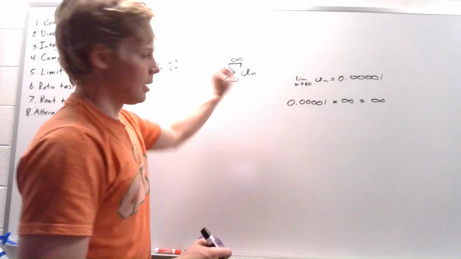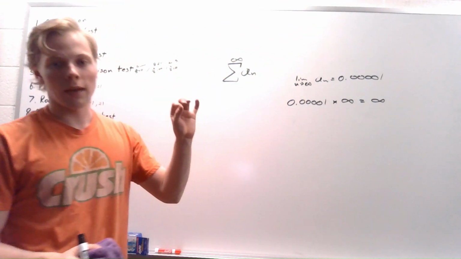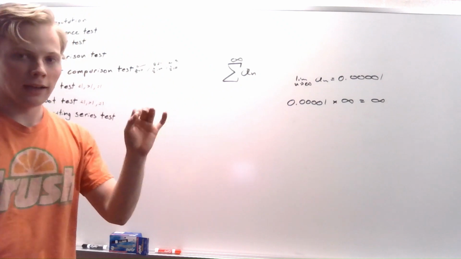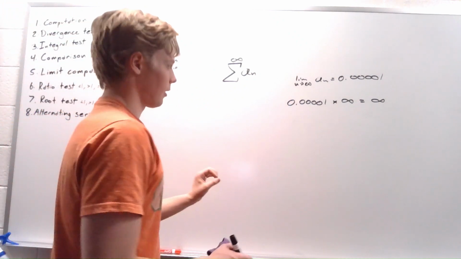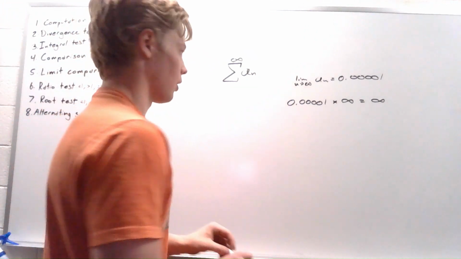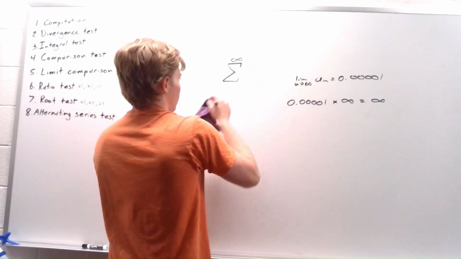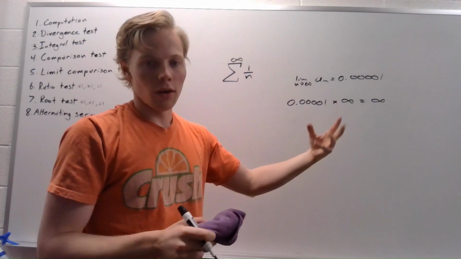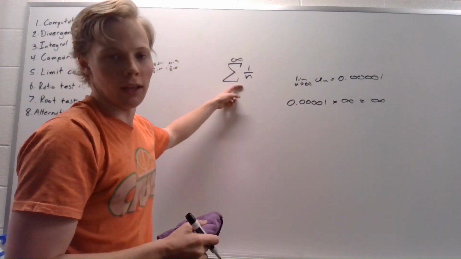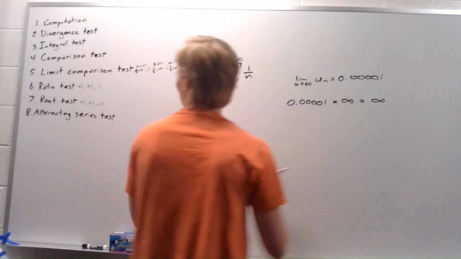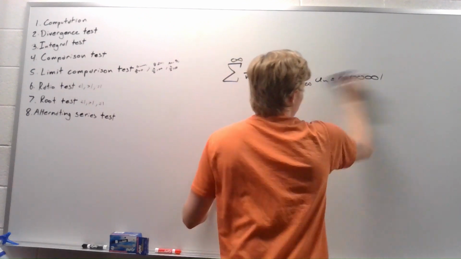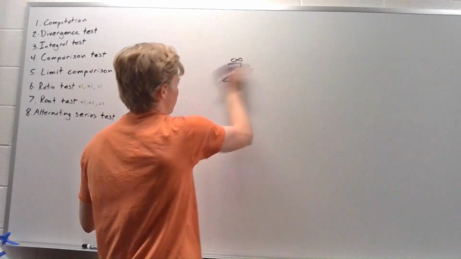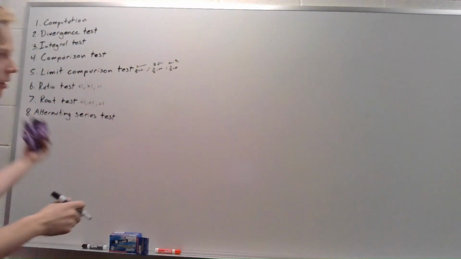However, if the limit of a sub n is equal to 0, that means it has the potential to converge, but it doesn't necessarily mean it will converge. There are series, such as 1 over n, where the limit is 0, but 1 over n famously diverges. And so now that we have the divergence test out of the way, let's go to the integral test.